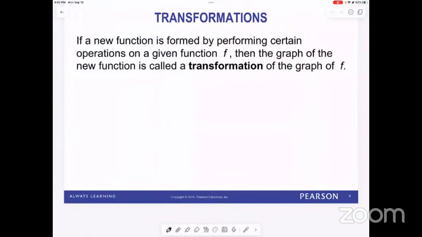So transformations. If a new function is formed by performing certain operations on a given function f, then the graph of the new function is called a transformation of the graph of f. Right? So last week we were working on section 1.4, where we were exploring a library of basic functions. We had a collection of functions.